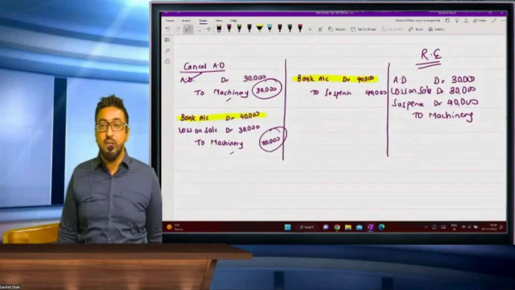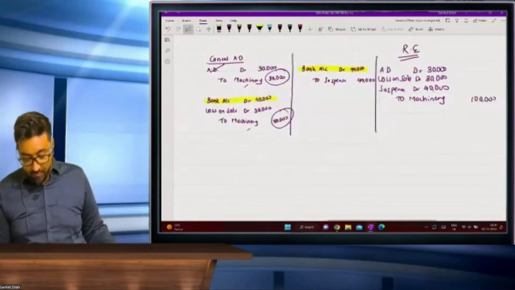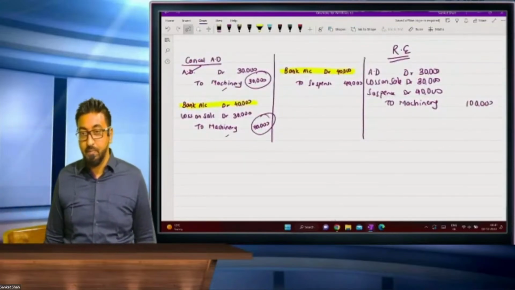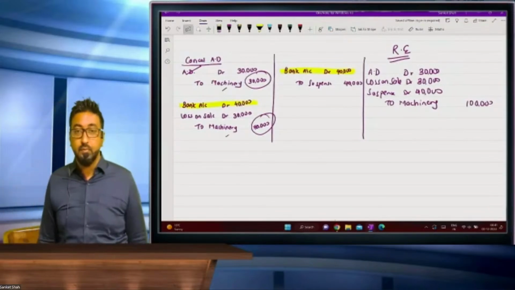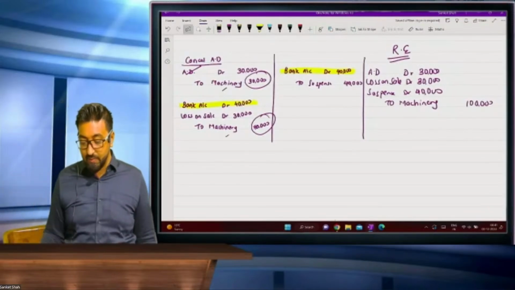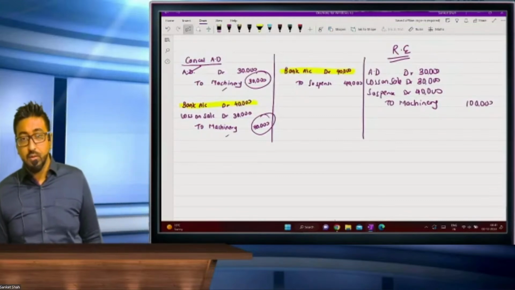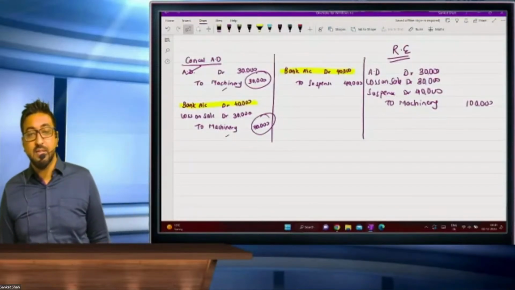So this is the proper understanding of the rectification entry. Accumulated depreciation, same balance in rectification. Machinery 30 plus 70, 1 lakh. Loss on sale 30 and suspense debit 40.